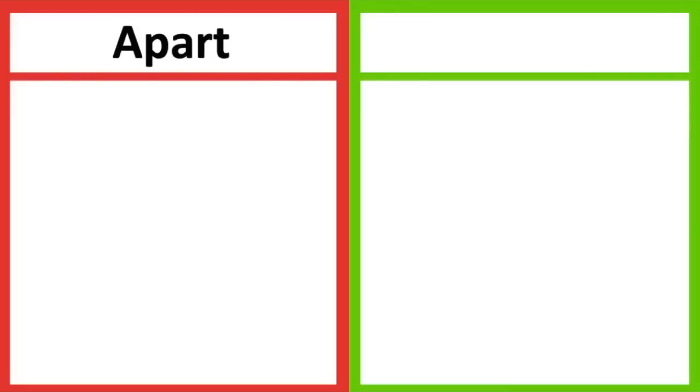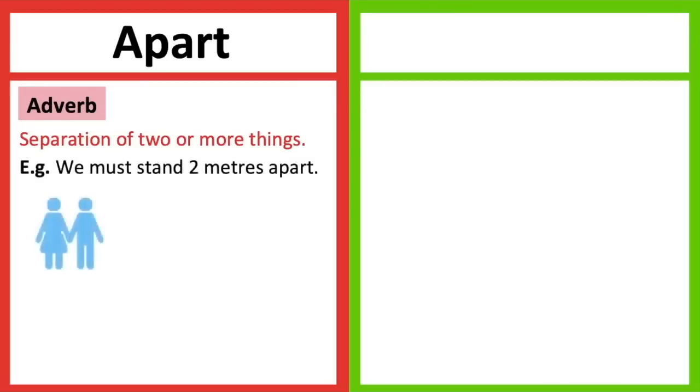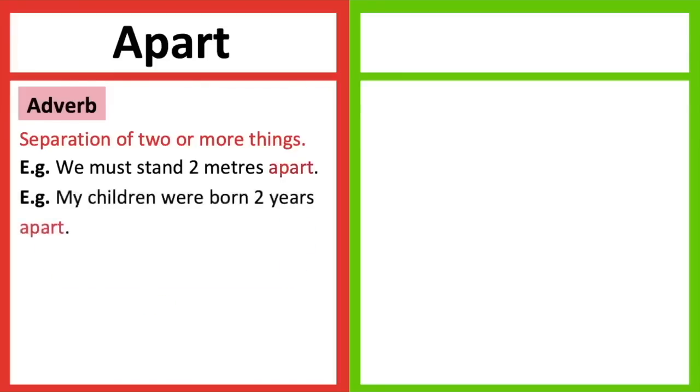Apart is an adverb. It refers to the separation of two or more things. This can be a separation by distance. For example, we must stand 2 meters apart. It can also refer to a separation by time. For example, my children were born 2 years apart.